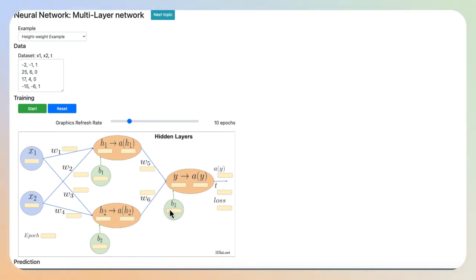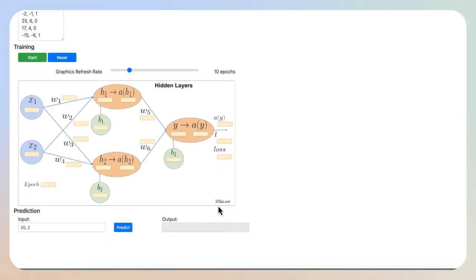The weighted sum of each connection is shown here as H1, H2, and Y, followed by the activation function output, which is shown as AH1, AH2, and AY. The computed output and the target output are shown here along with the loss value. Finally, we have the prediction section. Once the network is trained, we predict the output by providing input values and pressing the predict button.